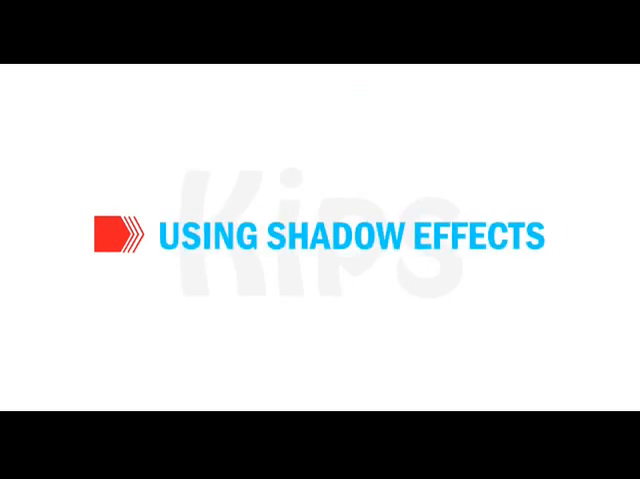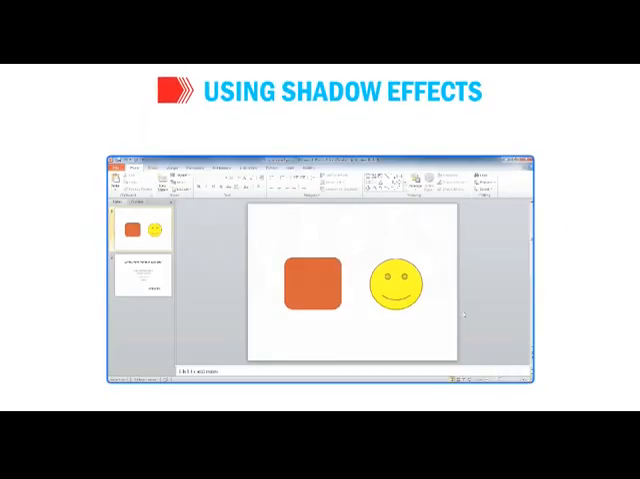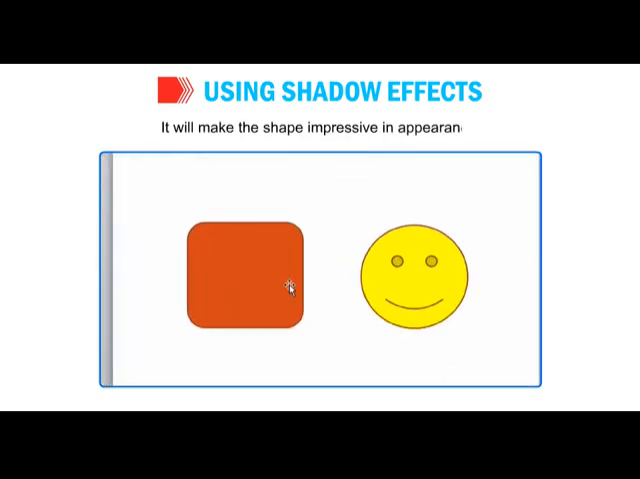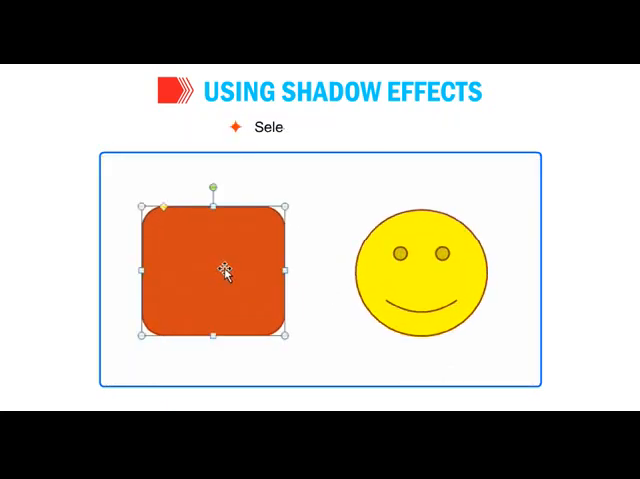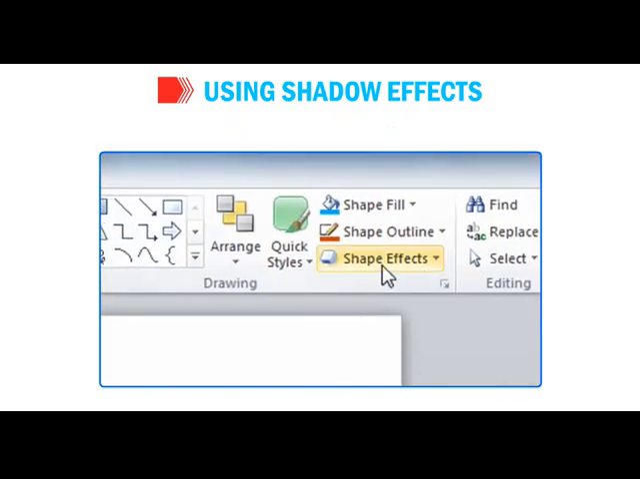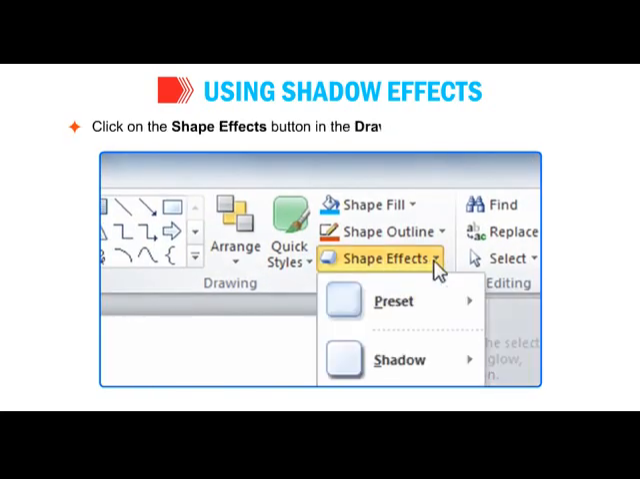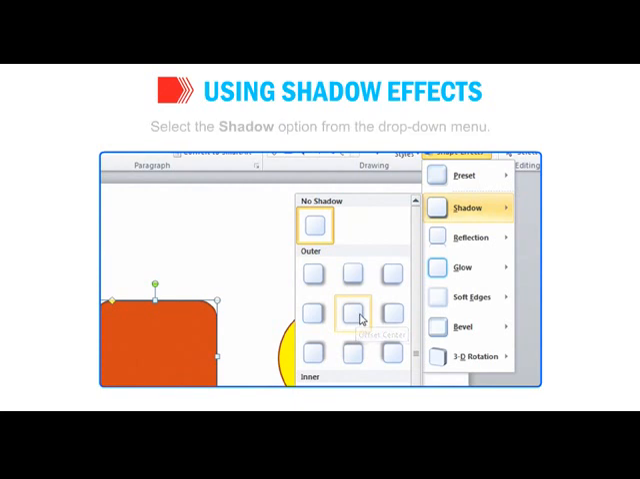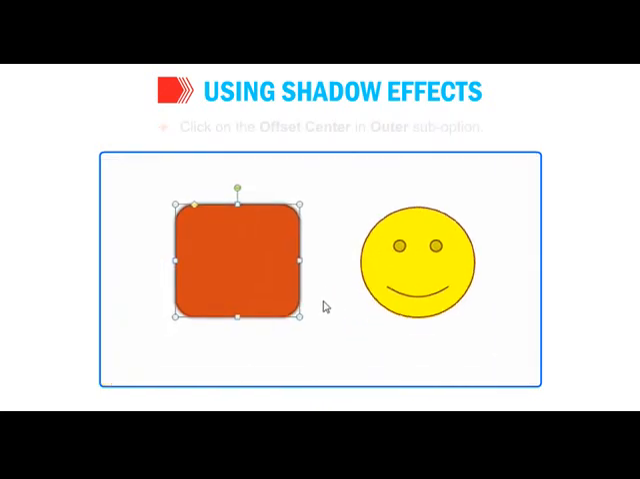Now let me tell you how to use shadow effects. In addition to adding textures and colors, you can apply shadow effects to any shape. It will make the shape impressive in appearance. Select any shape object. Click on the Shape Effects button in the Drawing Group on the Home tab. Select the Shadow option from the drop-down menu. Click on the Offset Center in Outer sub-option. The object will appear with a shadow.